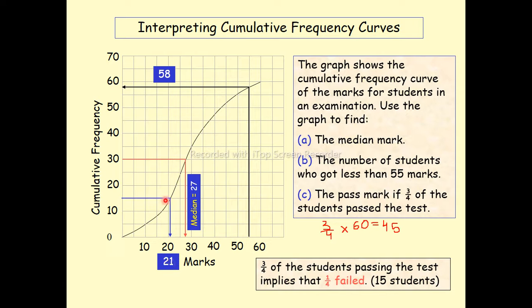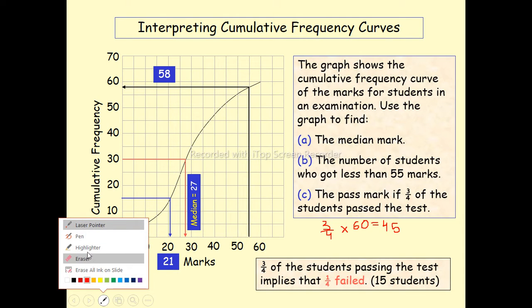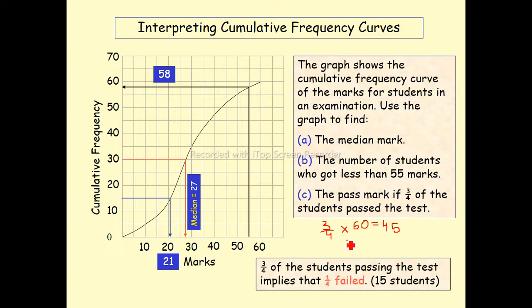Okay, this is what they're trying to say. Think about it. If 3/4 of the students pass the test, that means that 45 students pass the test. So if 45 students pass the test, that means that 15 students had to fail the test, because that's 60 minus 45.